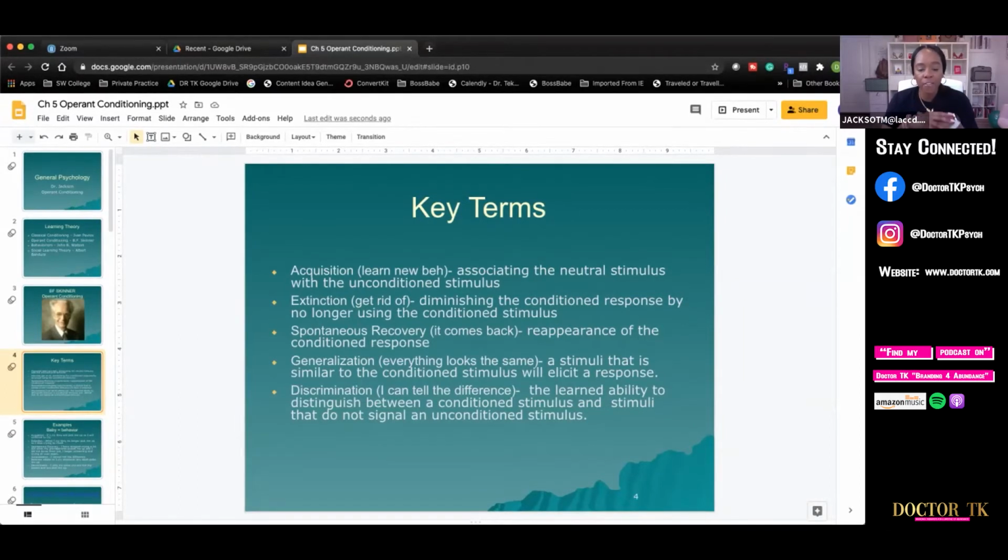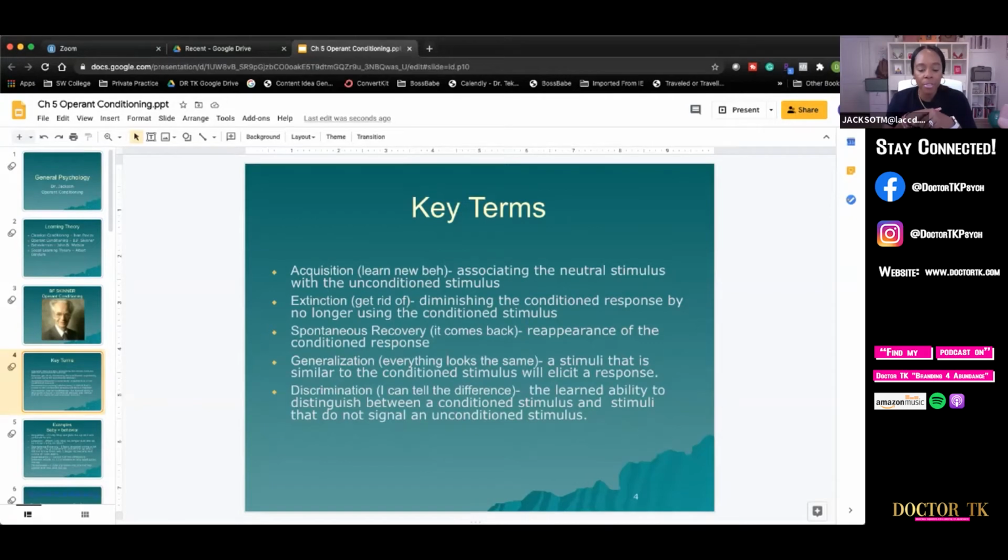So the textbook definition reads, diminishing the conditioned response by no longer using the conditioned stimulus. So that means that we no longer want the person to have their response. So if we don't want the dog to salivate, we're going to now remove the bell. Does that make sense? Okay. And that's just going back to classical conditioning. All of this, I promise, will make sense on the next slide.